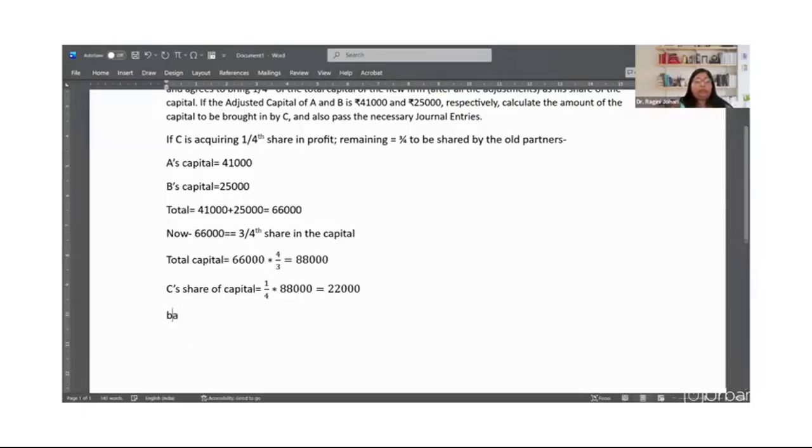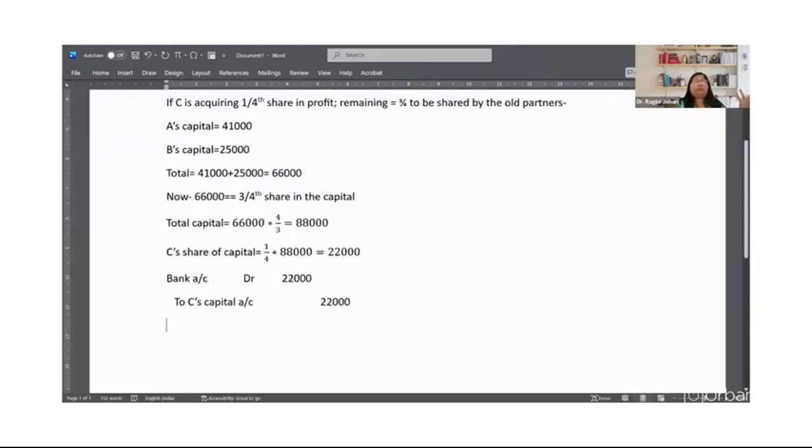The journal entry would be: bank account debit 22,000, to C's capital account 22,000. Now this completes this question. Now let's move to case 2.